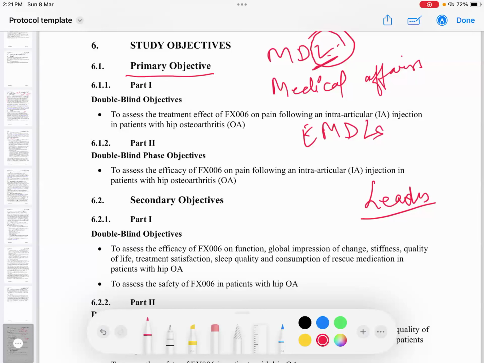So these MDLs, EDLs, they are leading the program. Suppose the oncology program is led by some MDL, he is the one who will guide you for objectives.